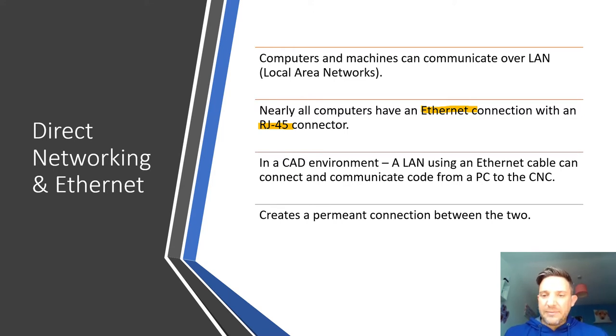So in a CAD environment, then, a LAN, a local area network using Ethernet cables, can be connected to communicate code through different PCs, a CNC, or whatever machinery you've got that you need to send and communicate different bits of code with. This creates a permanent connection between the two. So it's a physical connection. It doesn't rely on anything apart from that cable and the RJ45 connector being good.